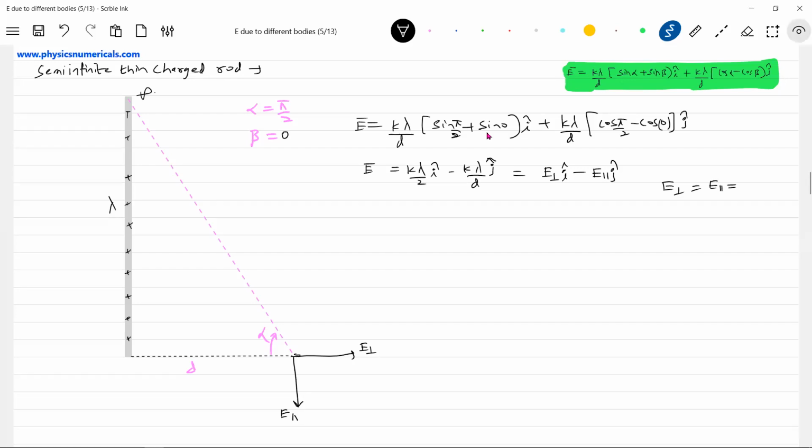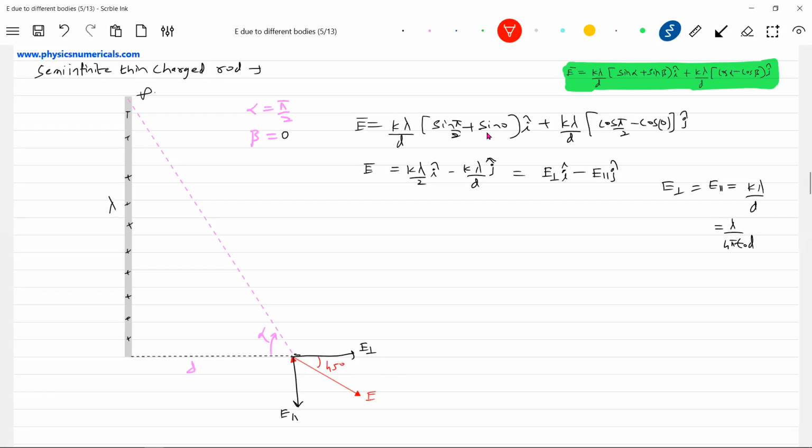I really suggest you can say goodbye to this formula now with this approach. For a finite or a semi-infinite rod, two components will be there. One, E perpendicular. What is E perpendicular? The component of field directed perpendicular to the length of the rod. What is E parallel? The component of field directed parallel to the length of the rod. And what about those two magnitudes? They will be equal. How much? K lambda by D, or lambda by 4 pi epsilon naught D. So the resultant field must make an angle of 45 degrees, no doubt.